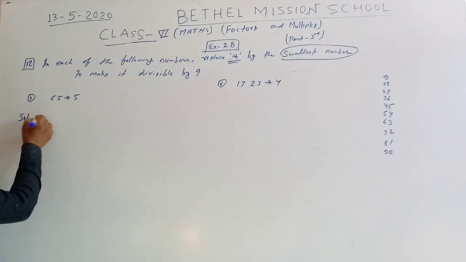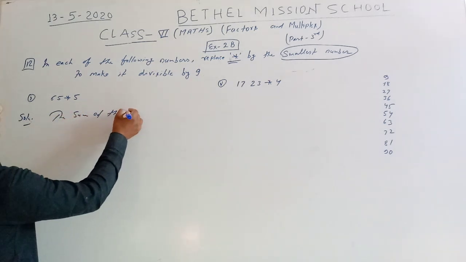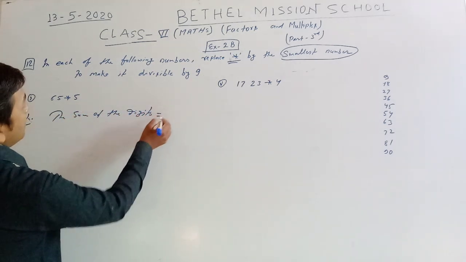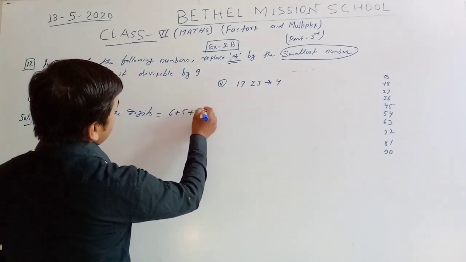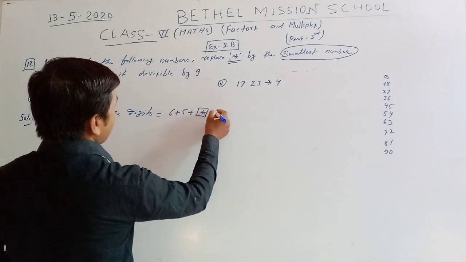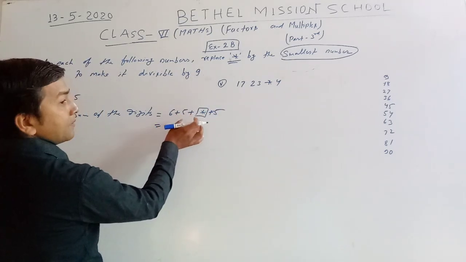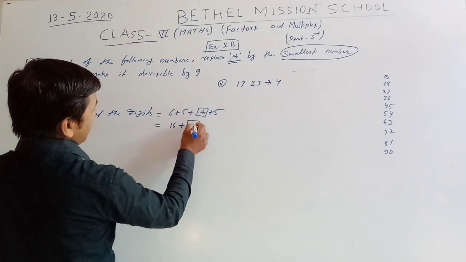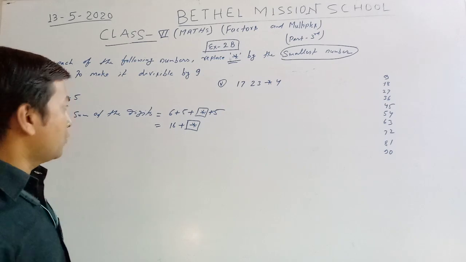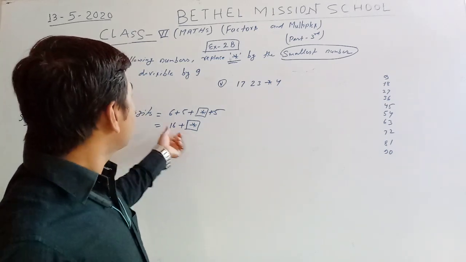Now solve the sum of the digits: 6 plus 5 plus star and plus 5. Okay, and it becomes 11 and 5, 16. And in the place of the star, you have to choose a number so that it will be divisible by 9.